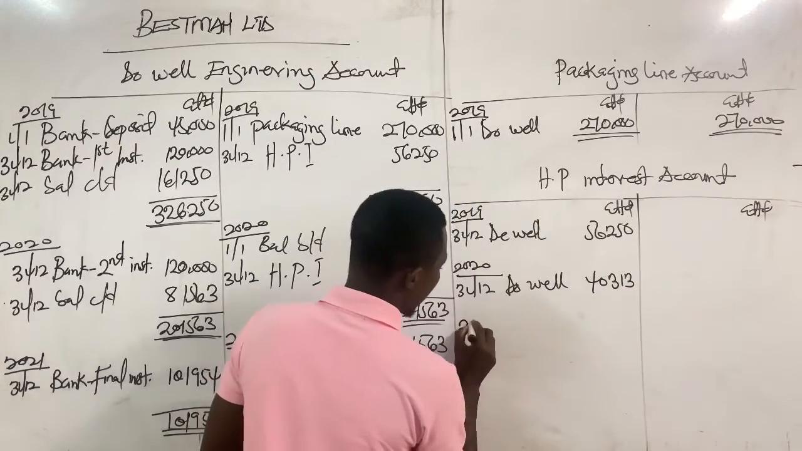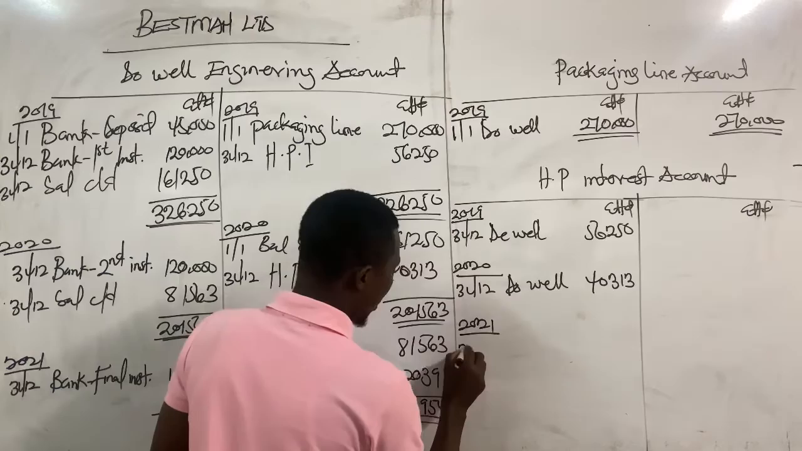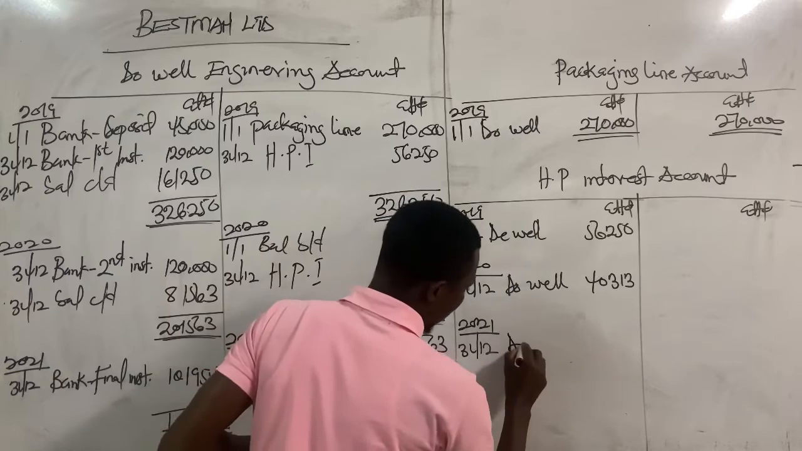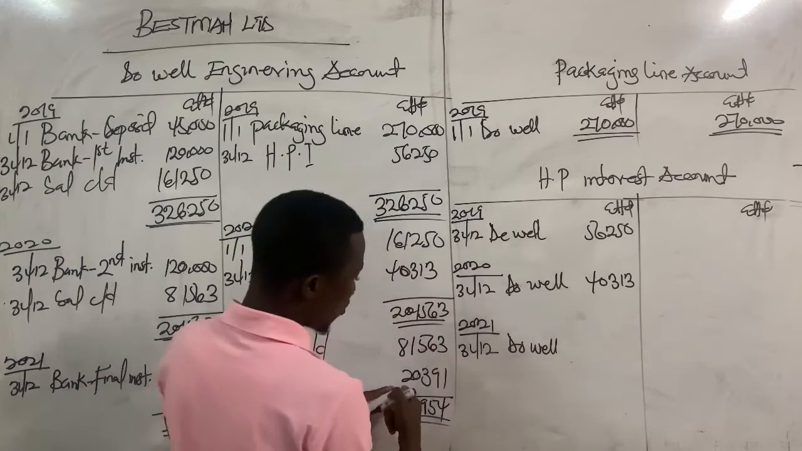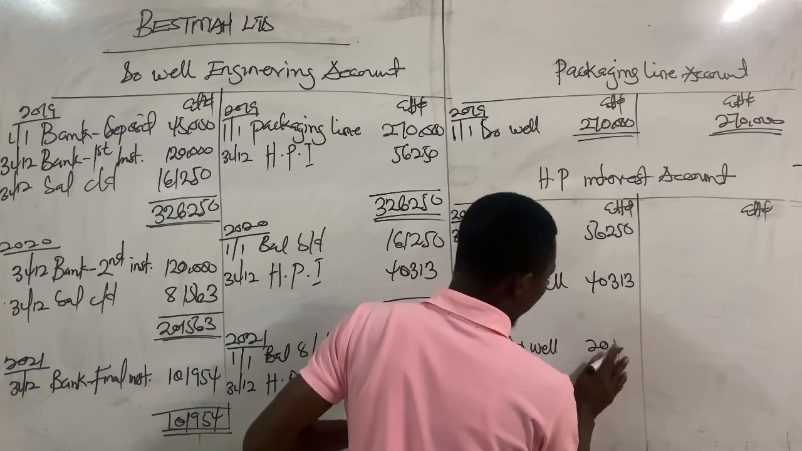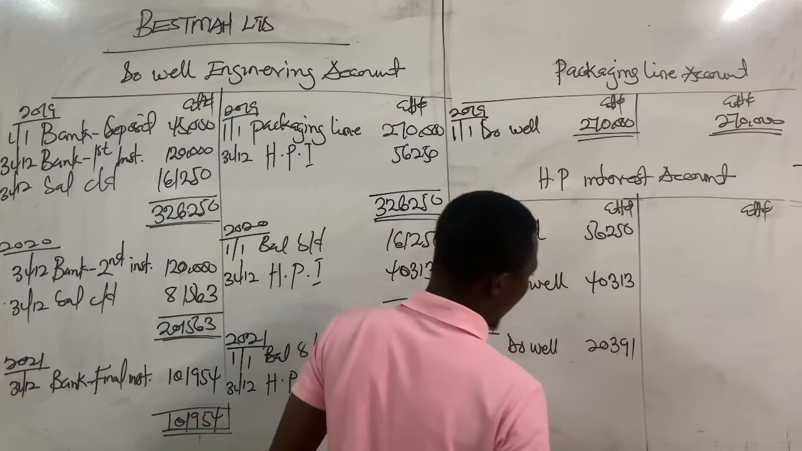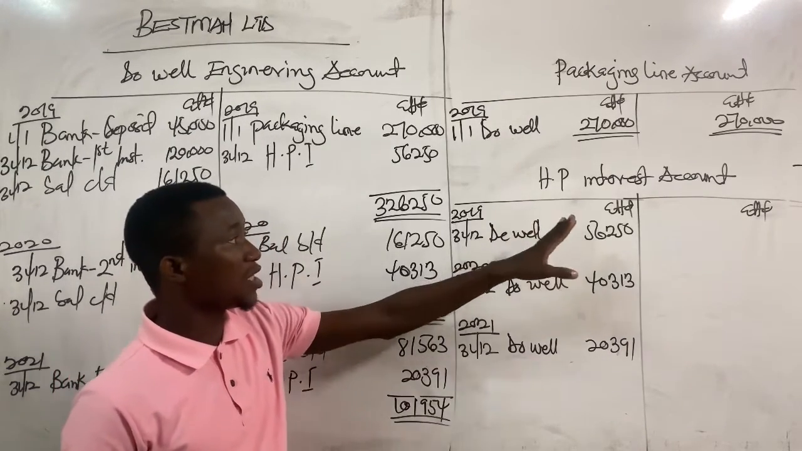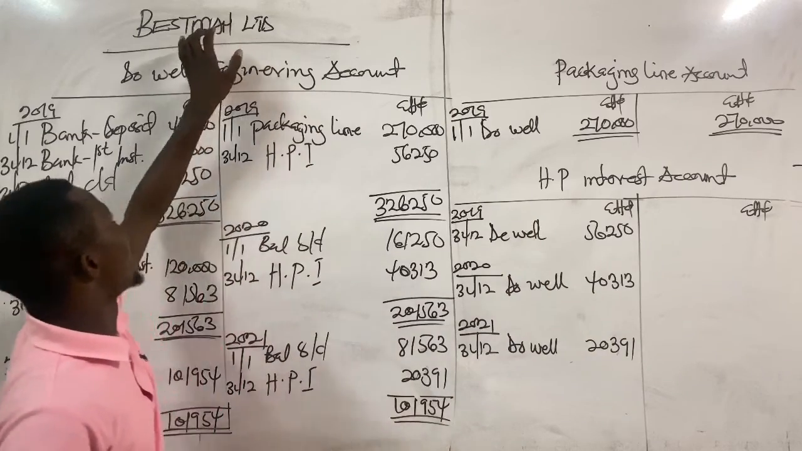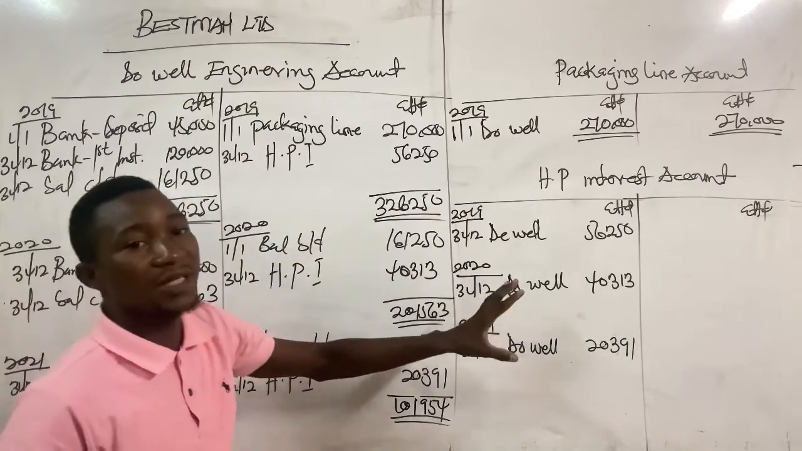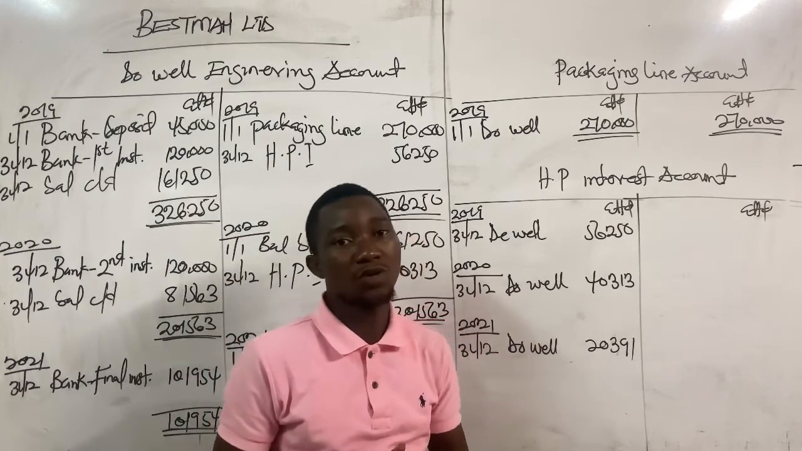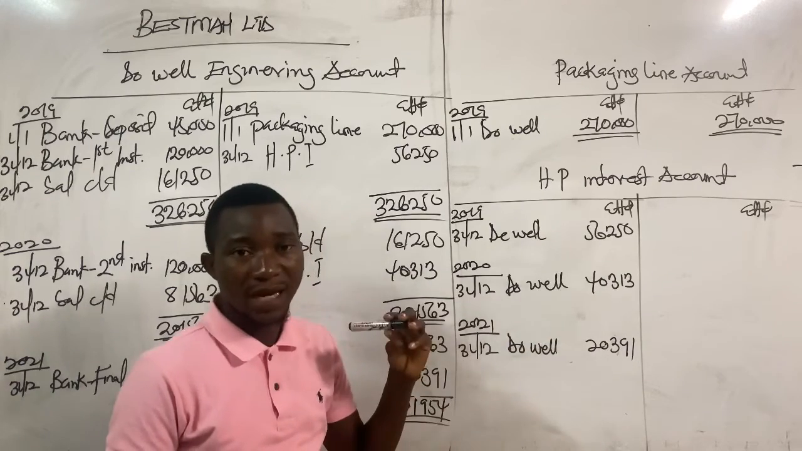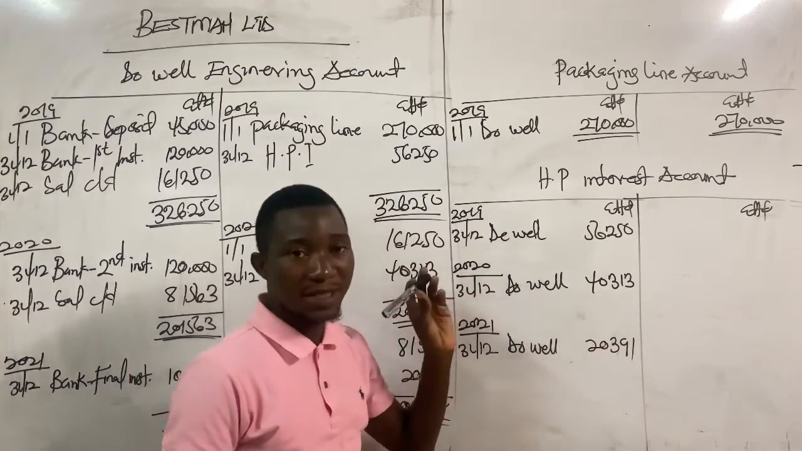So for 2021, at the close of the period, from Dual Limited, so Dual Engineering, and the interest component is 20,391. And remember, the hire purchase interest is an expense to Bestman Limited, and it must be debited to its statement of profit or loss or income statement. So we will transfer this amount to income statement by crediting this account and debiting income statement.